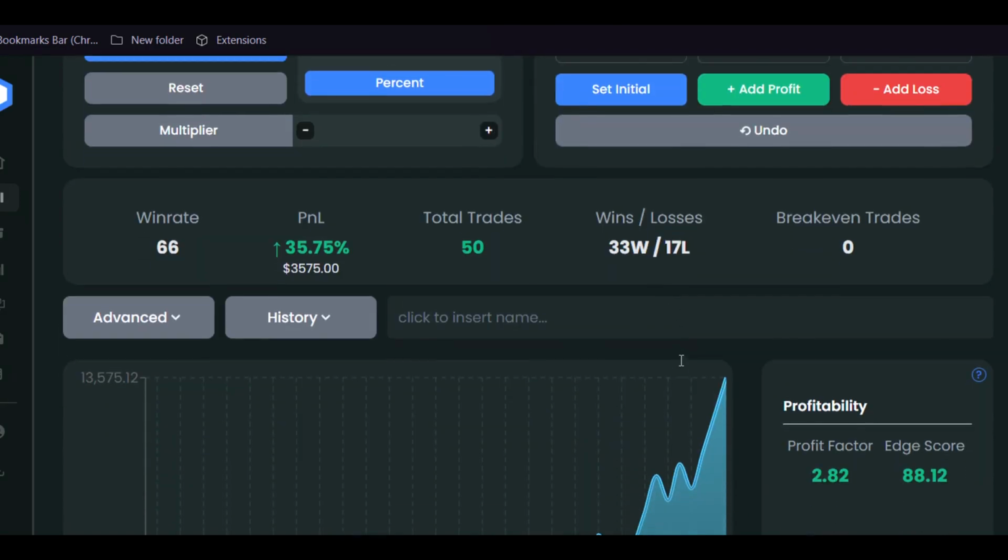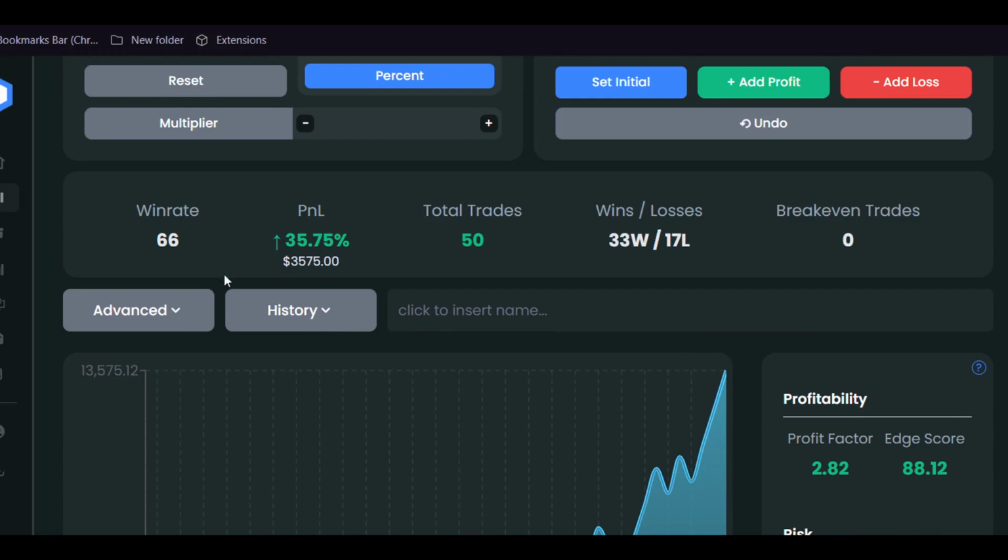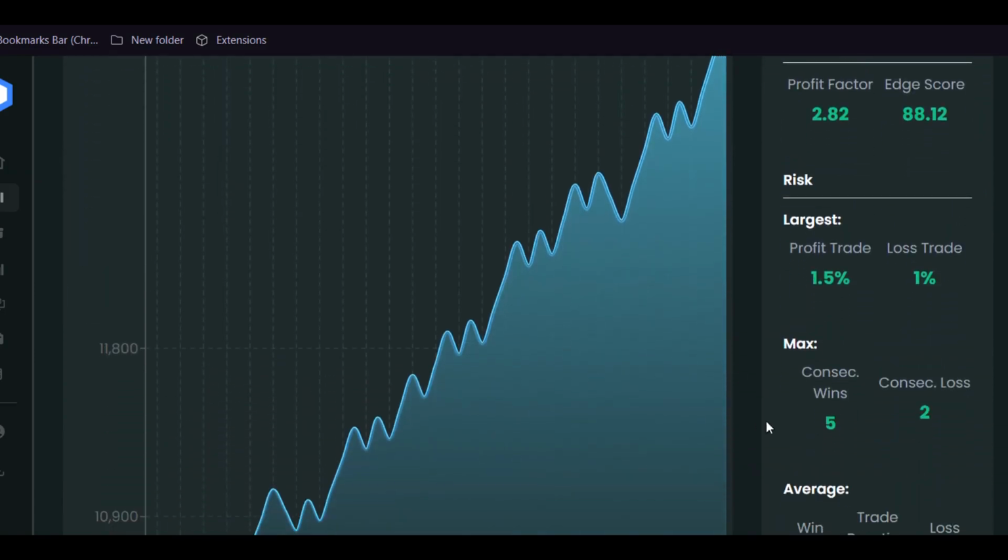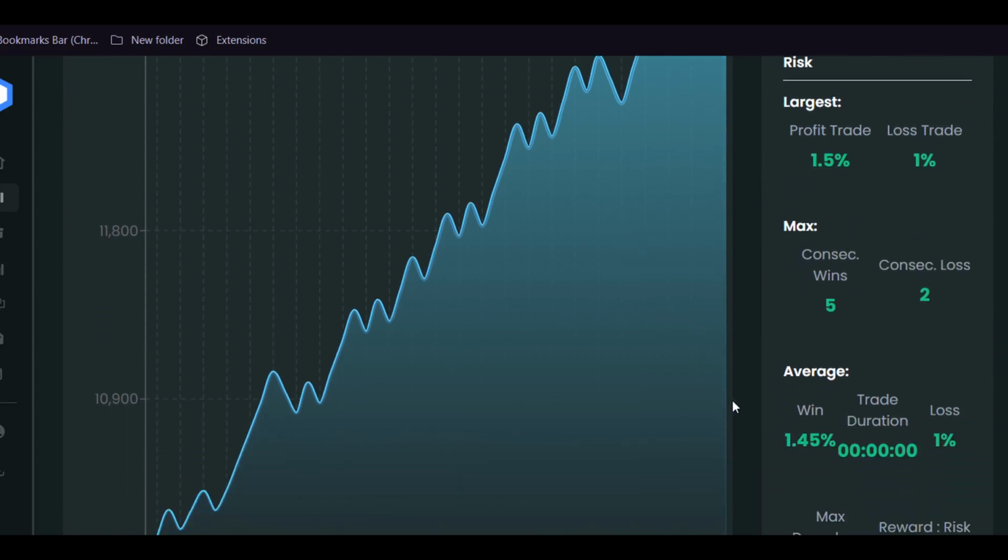All right, so we're now done with the back testing results of the strategy. We can see that it is profitable with an almost 66% win rate. The P&L is over 35%, which is quite good. Something that really helped is we had a 5 consecutive win streak with only 2 consecutive losses using the strategy.